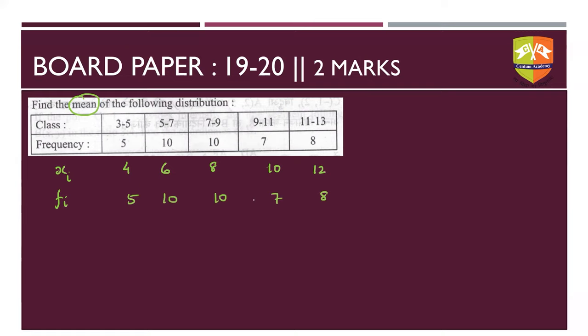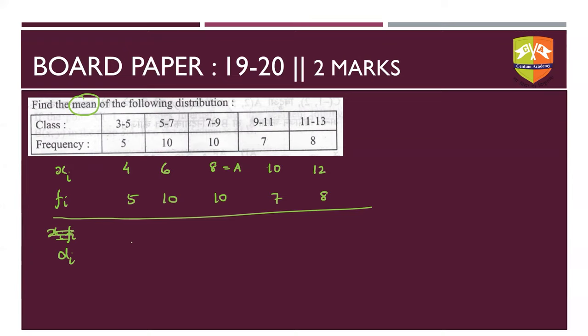You can go for the assumed mean method also. So xi fi, or you can take any other. Assume this as the mean. So let us say this is a. Right. So you find out di.